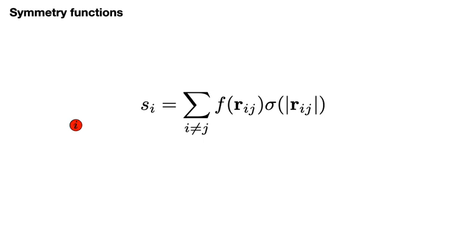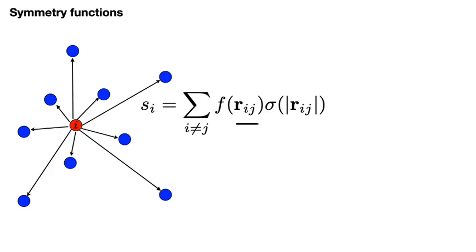Next, we draw these blue circles to represent all of the other atoms in the system. Notice that we perform a sum over all these other atoms in the formula. Furthermore, r_ij in this expression is used to indicate the vector that points from atom i to atom j. These vectors are indicated by the black arrows in our diagram, and we are summing over all of them.